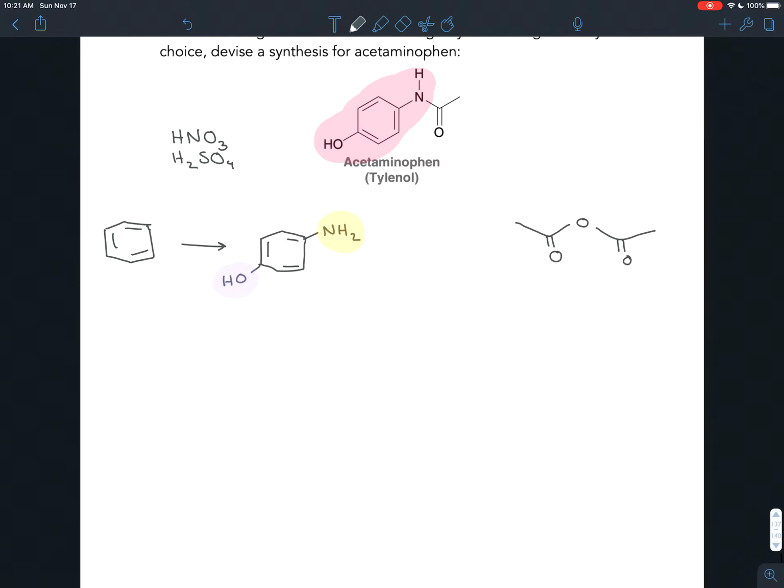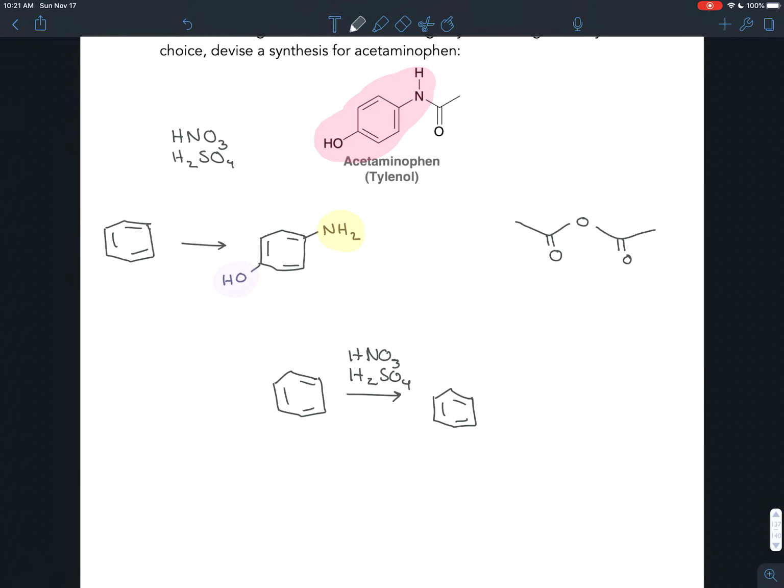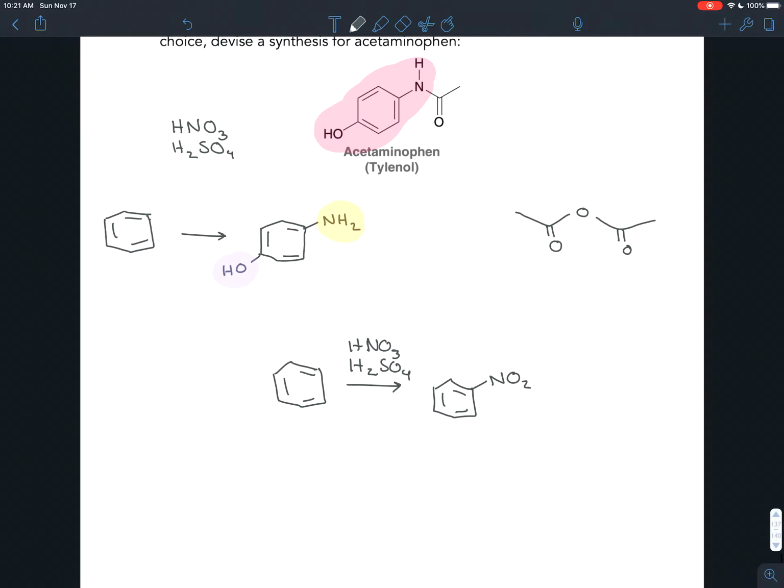So if we're just making a rough draft, sort of brainstorming, if we had a benzene ring and we do nitration, HNO3, H2SO4, that will put an NO2 onto the ring. And remember that an NO2 is a meta-director and a strong deactivator. We see that these are para. So we definitely wouldn't want to put this on first, and the second problem is that that is not the nitrogen that we want. You can, however, reduce that.